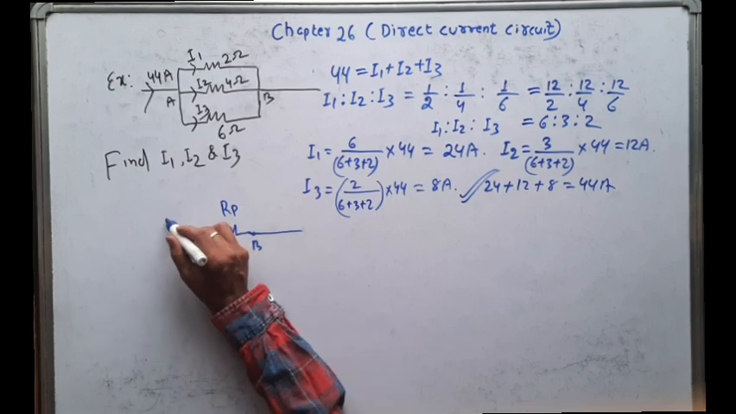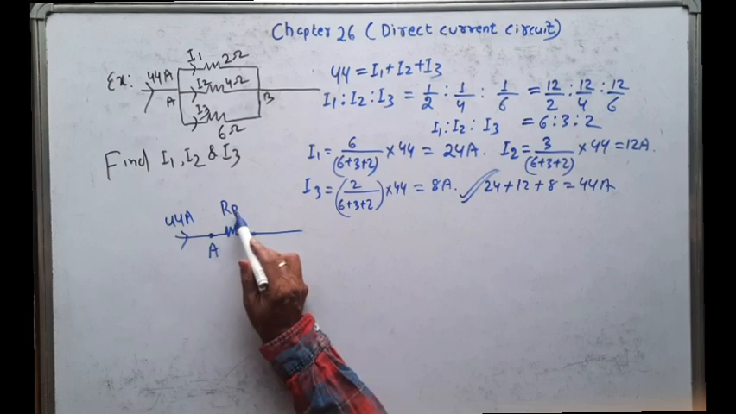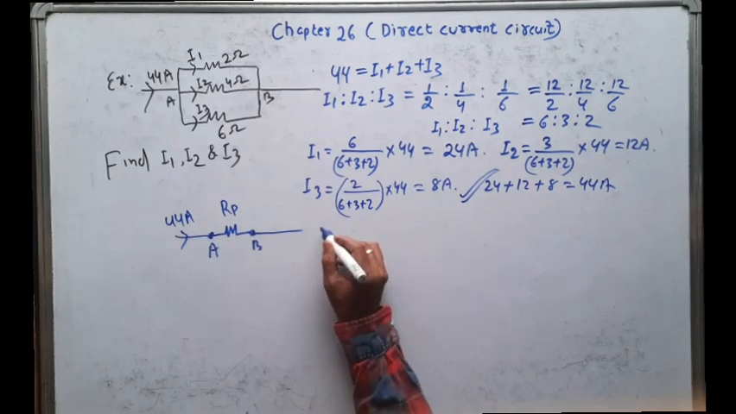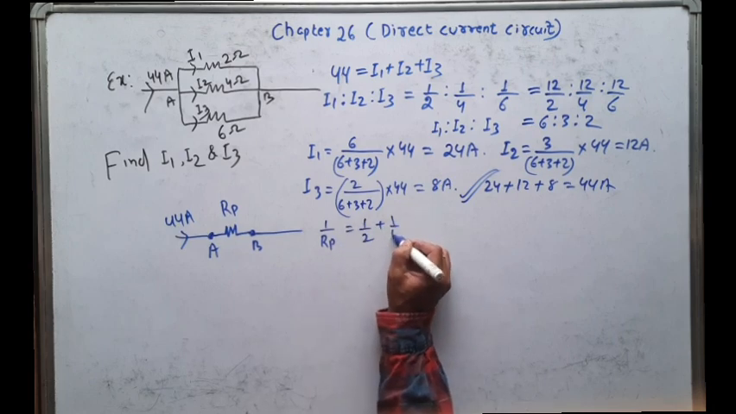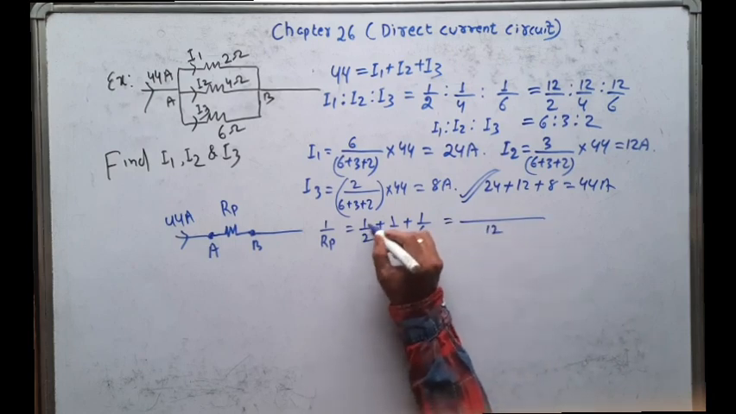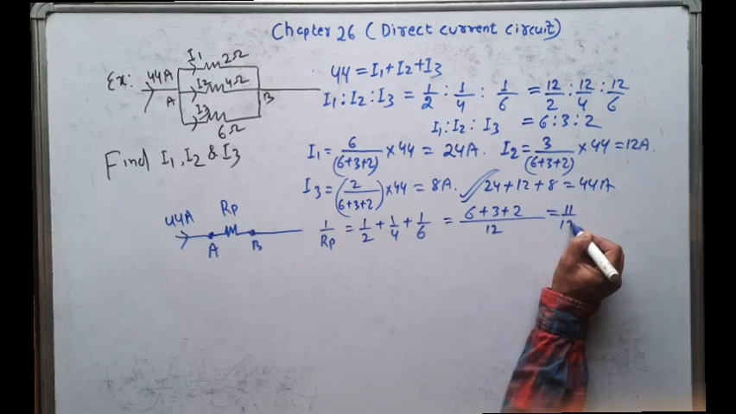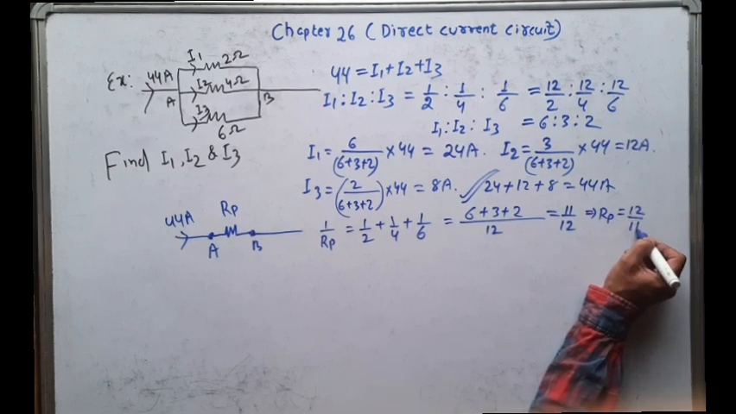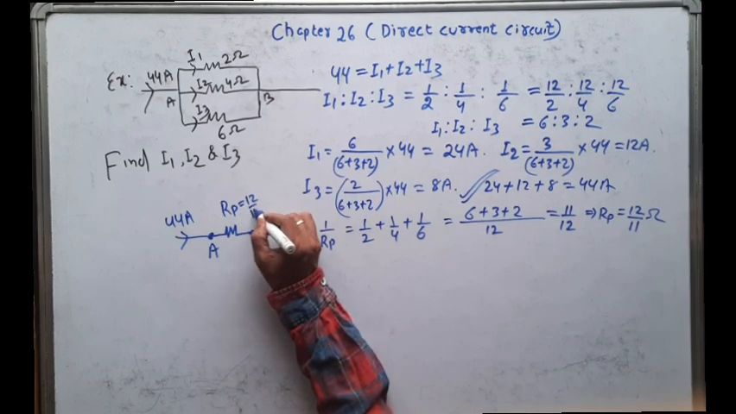And what is the total current coming to this junction? 44 ampere. Now we have to find Rp, the equivalent resistance of these 3. Then I have to find the voltage across A and B. So how will you find Rp? 1 by Rp is equal to 1 by R1 plus 1 by R2 plus 1 by R3. So what is the LCM? LCM is 12. 12 to the 6 plus 3 plus 2, that is 11 by 12, is equal to 1 by Rp. So that implies Rp is equal to 12 by 11 ohm.